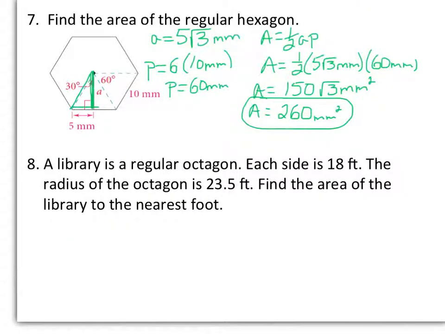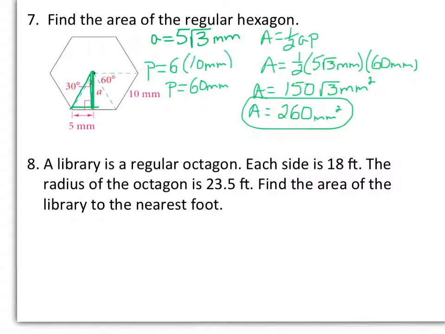In number 7, we want to find the area of the regular hexagon. We are given that each side is 10 millimeters, but we are not given the apothem. If you notice, we have a special right triangle here, a 30, 60, 90, with our short side being 5 millimeters. So our longer side, which in this case is the apothem, would be 5 square root 3 millimeters.